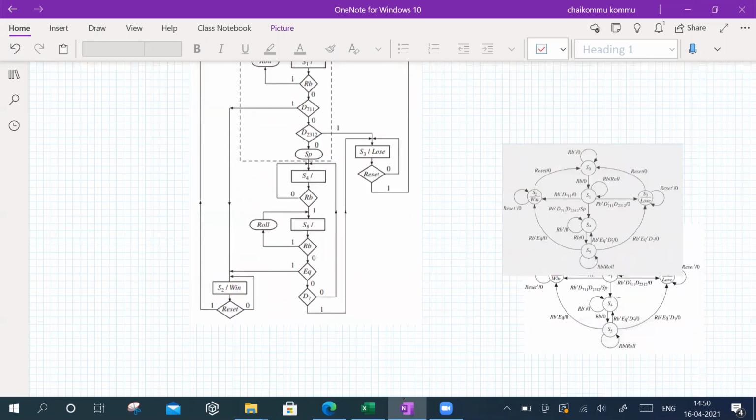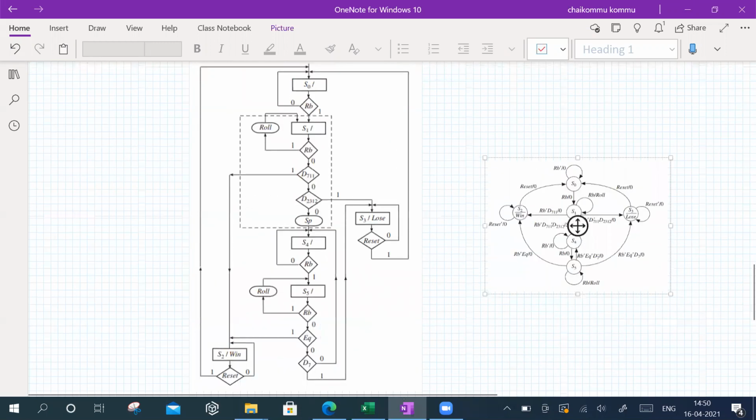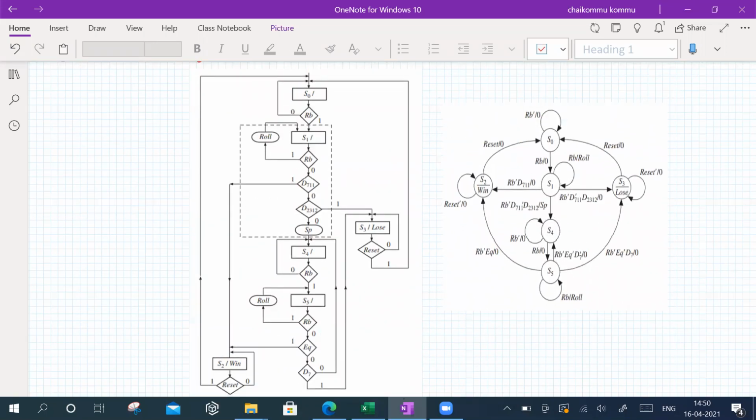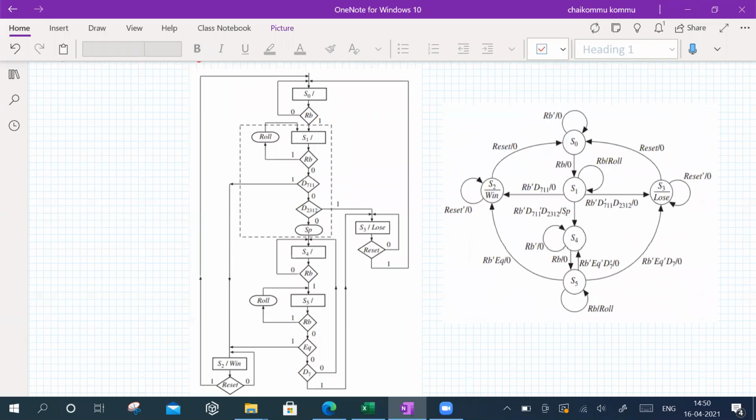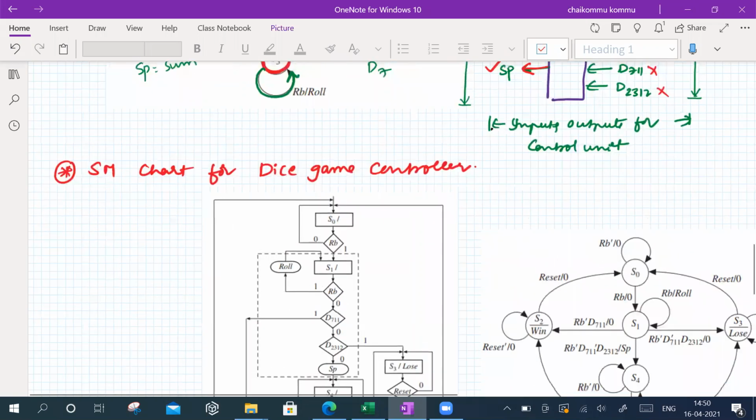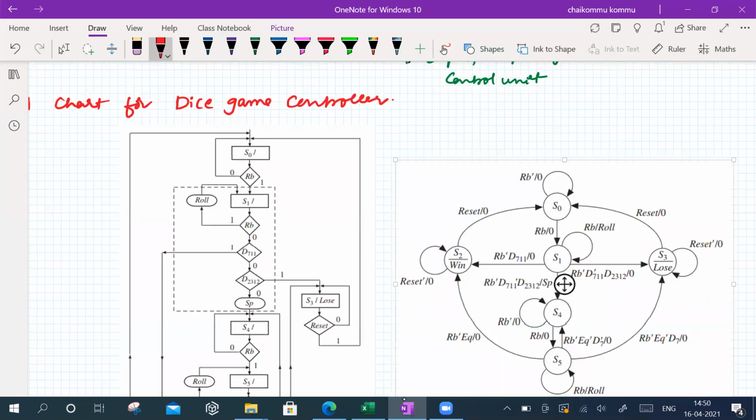Okay. So from this one we can start here. I hope you can understand this point. I'm going to write only one state. If you are in the S0 state, for example, then we have to check for RB, whether RB is there or not. If RB is not there, it remains in the same state. If RB is there, we have to go to the next state.